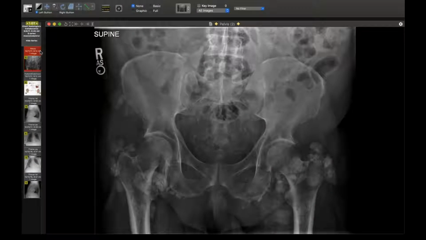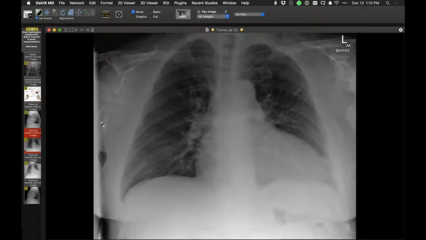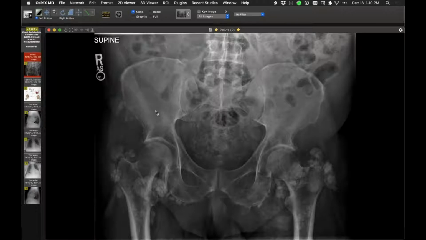Okay, this is a classic. So here is the pelvis, but here is the chest. Let me show you the chest from 2017, in which we have findings of tumoral calcinosis. Going forward about a year, we see quite a bit more, but findings super typical of tumoral calcinosis.